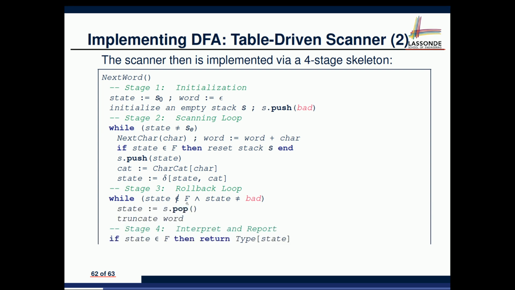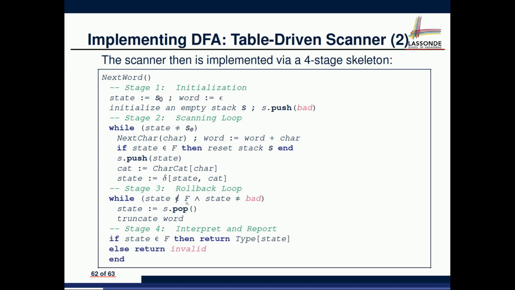I'll do one example together with you. Once we are done with this, we say if the state is accepting, then we return the syntactic category, and otherwise we say it's invalid. Anyways, I don't think that's too difficult. It's just a little bit low level, so that's why I don't want to spend too much time on that.